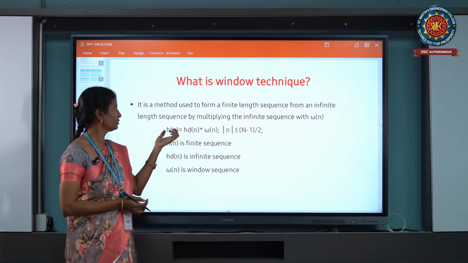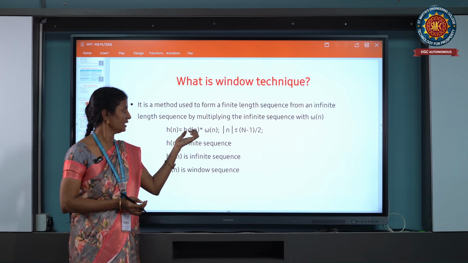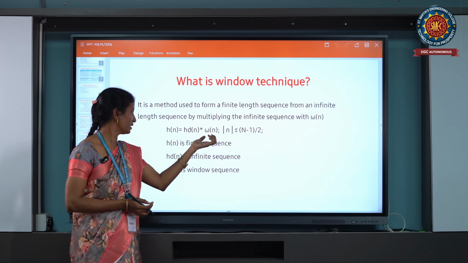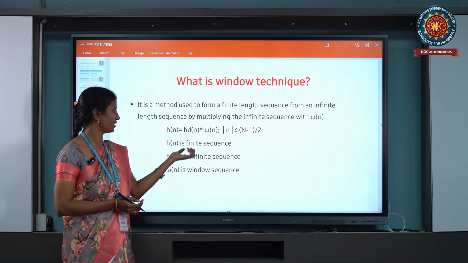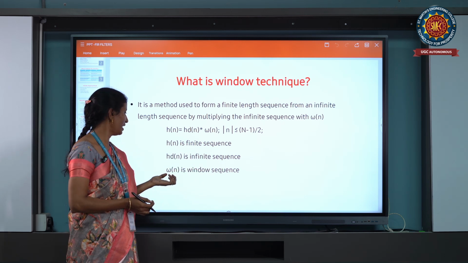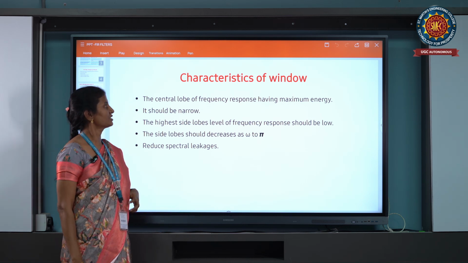The formula of the windowing technique is H of n equal to Hd of n into W of n. Here H of n is the finite sequence, Hd of n is the infinite sequence, and W of n is the windowing sequence.